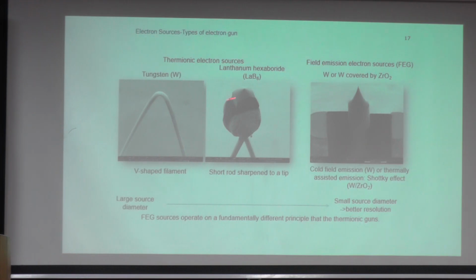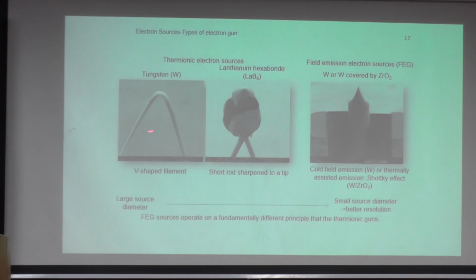Here you mainly just heat up your source, and then you can get an electron beam in the vacuum. In the case of field emission electron sources, you use cold field emission or thermally assisted emission, the Schottky emission effect. Because the source is very small and very sharp on the edge, you can extract the electrons by this field emission.